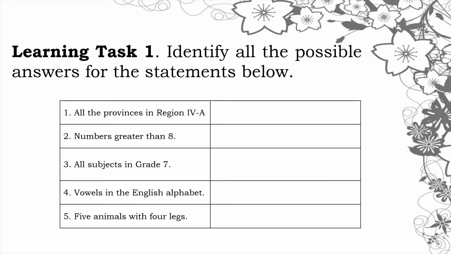Okay, so let us check your work, the learning test 1. All you have to do is identify all the possible answers for the statements below. The first statement is all the provinces in region 4A. Of course, in region 4A, we have Cavite, Laguna, Batangas, Rizal, and Quezon. Those are the provinces of region 4A.